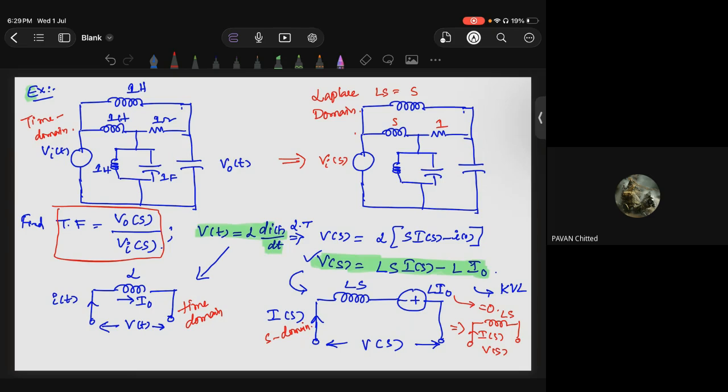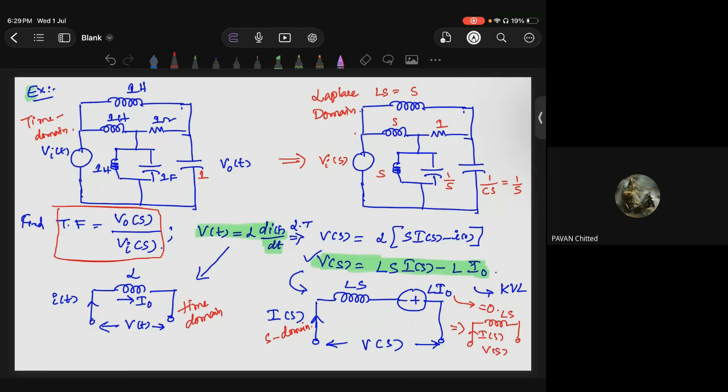So here the capacitor, if you do the same thing, you will get 1 by CS. That will be 1 by S because this value is 1. Here also you will get yes, 1 by S. Is it clear? Any doubts? So I just did this for only the inductor. You can do it for resistor and capacitor also.